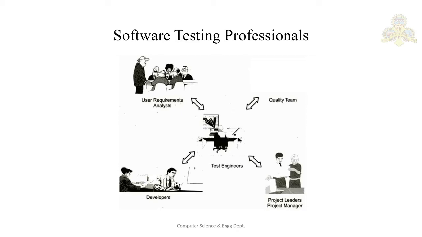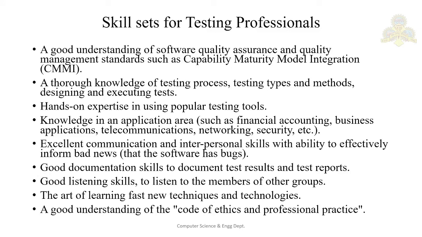Okay, now we will talk about the skill sets for testing professionals. What are the skills a testing professional should have? The first one is a good understanding of quality assurance and quality management standards such as CMMI, that is Capability Maturity Model Integration. Next, you should have thorough knowledge of the testing process. What is the beginning? What is the end? What are the different types and methods of testing? How do you design a test case? How do you execute them? These are knowledge you should have to become a testing professional.